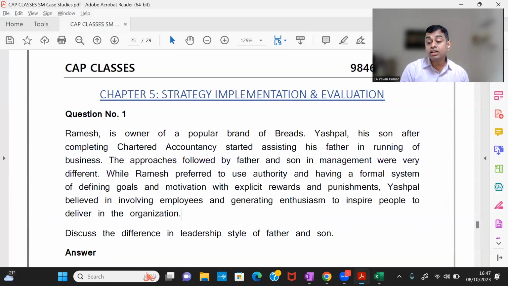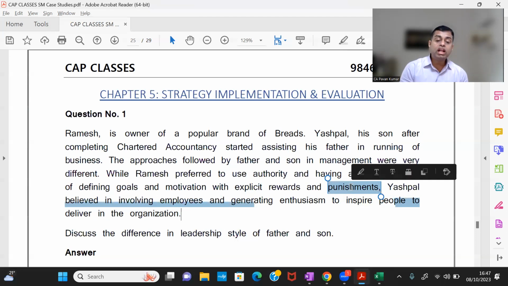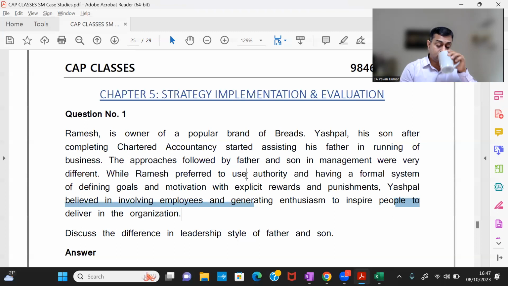So here, if you look at the case study, what they are saying: Ramesh, owner of a popular brand, and Yashpal, his son. So Ramesh preferred to use authority in a formal system, defining goals, rewards and punishments. Now you tell me, what is the leadership style of Ramesh?